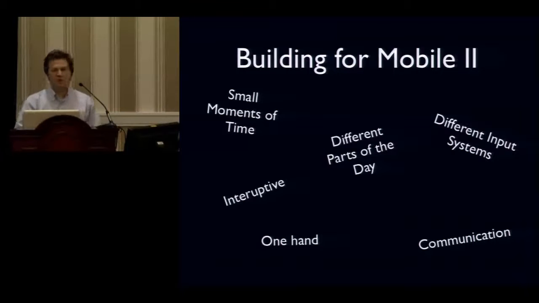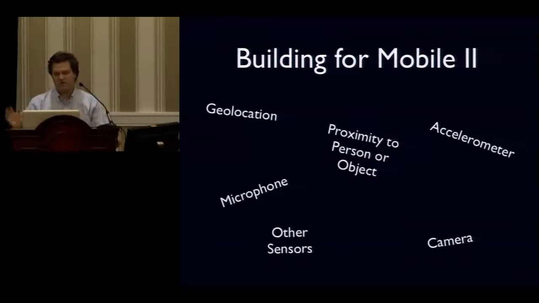So when you're building for mobile, you're thinking about all of these different ideas: small moments of time, different parts of the day, input systems, communications, being able to be played with one hand, the idea that, through increasingly notification systems, we now have an interruptive platform that can interrupt you in your day, both good and bad. We could look at geolocation. We can look at the proximity to a person or an object. So as RFID becomes more and more available through these platforms, now all of a sudden it can react to things that are tagged as well.